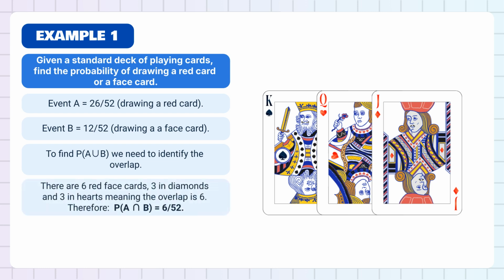The overlap occurs with red face cards, which are Jack, Queen and King of Diamonds and of Hearts. In total, there are 6 of these cards, as there are 3 in Diamonds and 3 in Hearts. Therefore, the probability of A and B is 6 out of 52.